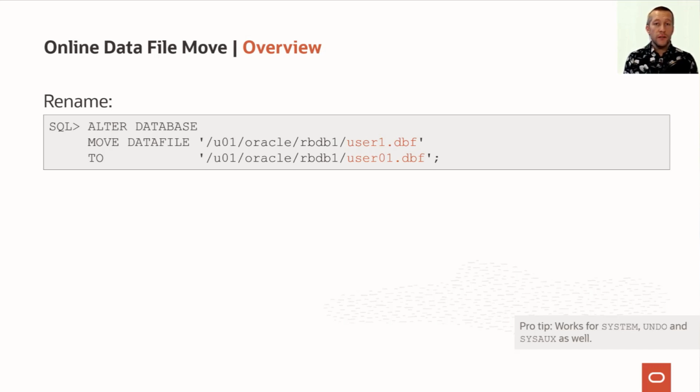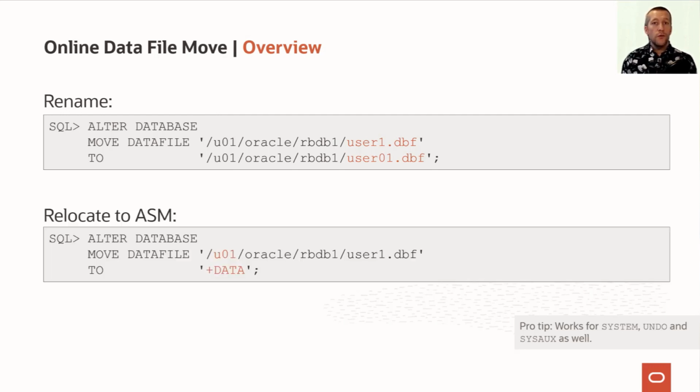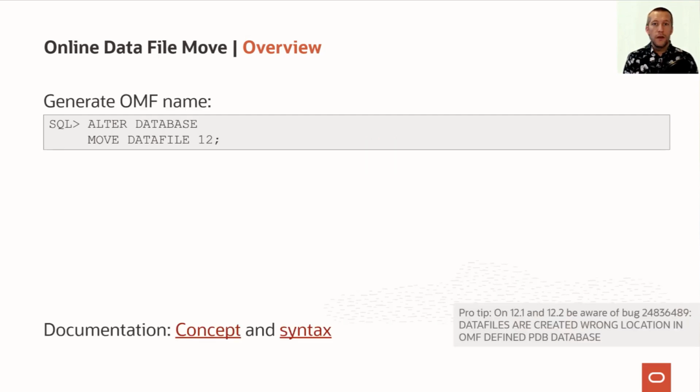You can move data files from regular tablespaces, but you can even do it from system tablespaces like SYSAUX and UNDO, but it doesn't work for temp files. You can also use it to relocate your data files into ASM. If you want to do that, you just have to specify the ASM disk group name, and the database will automatically generate an OMF name. You can also use it to generate OMF names for your data files, even if you're not using ASM. Simply omit the destination part of the command, and the database will generate an OMF name. And you can also see here that I'm using the file ID as a reference instead of the full file name.